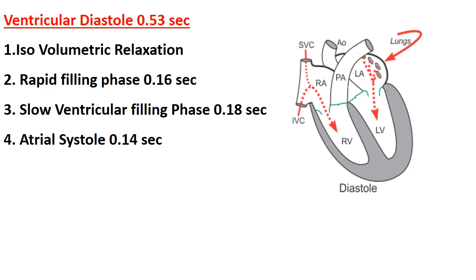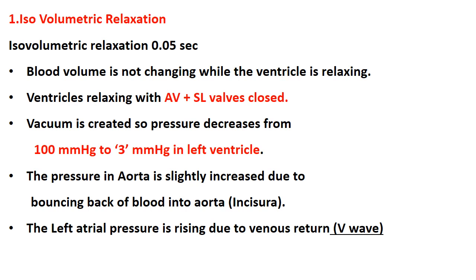Okay. Ventricular diastole: after the ventricular systole ends, the ventricles are now going to relax. The cross bridge cycling has ended and the ventricular muscle is now relaxed. During this portion of 0.53 seconds there are four phases. One is isovolumetric relaxation, the other is rapid filling phase, the third one is slow filling phase, and the fourth is atrial systole. The first stage of ventricular diastole is isovolumetric relaxation. Time period is 0.05 seconds.